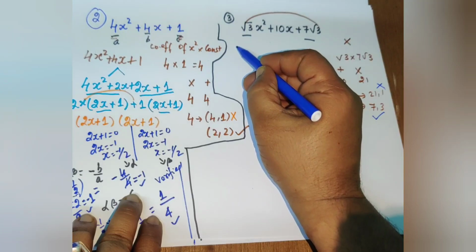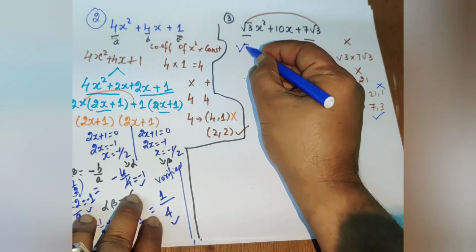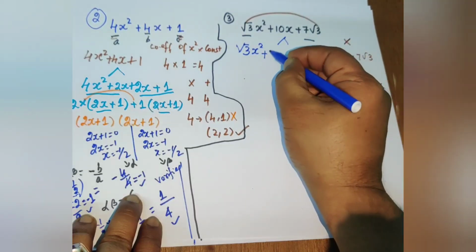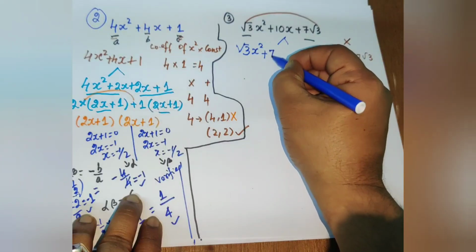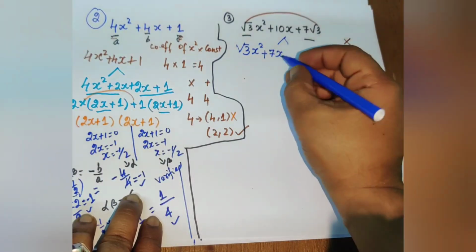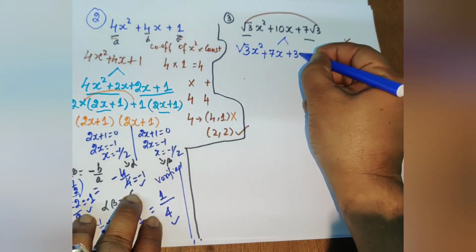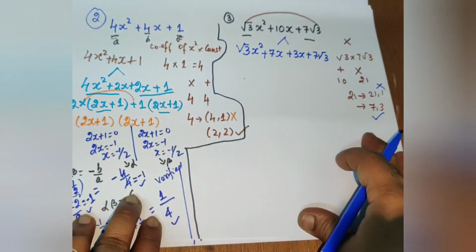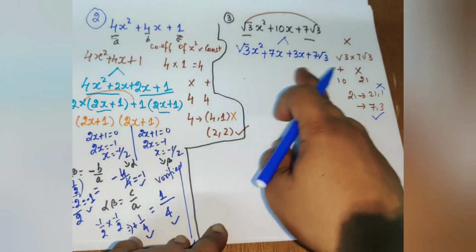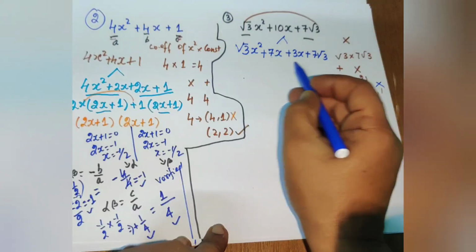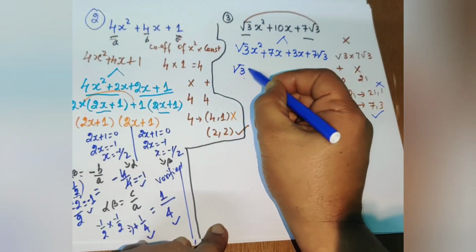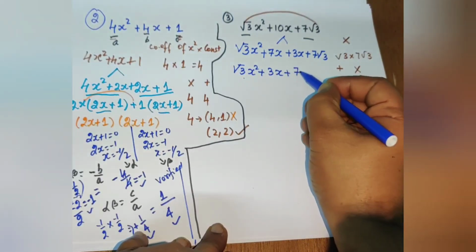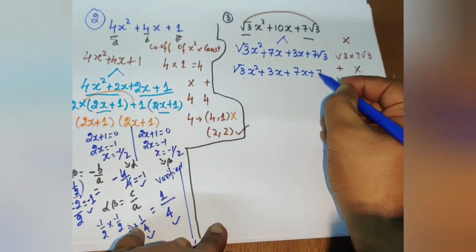Now we found. So root 3x square, and this 10x can be written as plus 7x and plus 3x plus 7 root 3. You can see that, boys, what is common in this question? Kindly notice what is common in this question. We can arrange properly. So root 3x square, we can write plus 3x plus 7x plus 7 root 3.